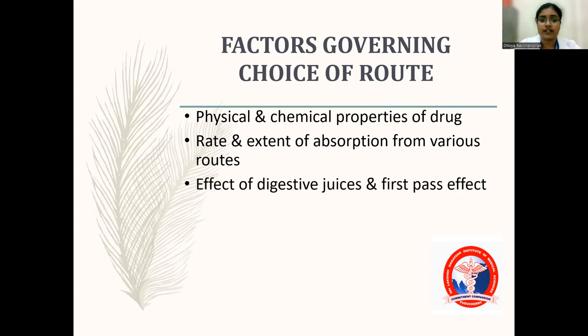Next, the effect of digestive juices and first pass effect. As I already said, drugs which are acid stable, which can't be destroyed by the gastric juices, can be given through the oral route. Also, your stomach is highly acidic in nature, so whenever you are giving weakly basic drugs, they get ionized in your digestive juices and can't be absorbed. Accordingly, we have to select the drug for the oral route. And first pass metabolism: whenever the drug is given through the oral route, it is taken directly to the portal vein circulation into the liver, where first pass metabolism happens. That is called the first pass effect. In this, we lose some amount of the drug before it reaches the systemic circulation.